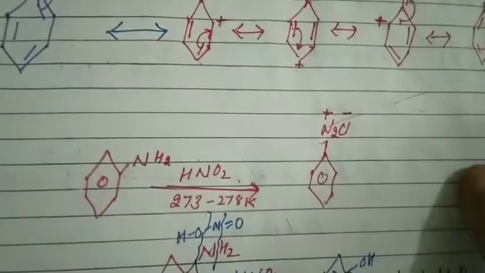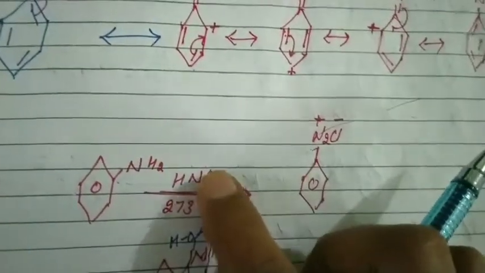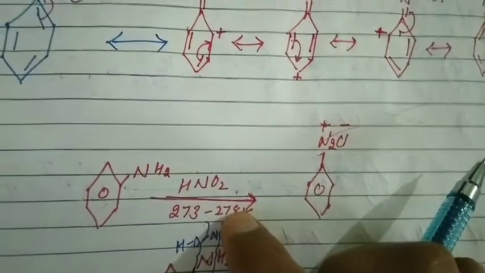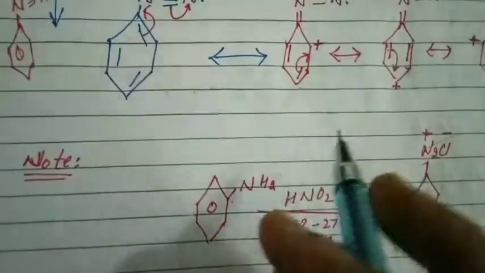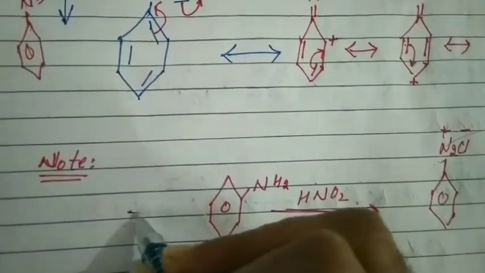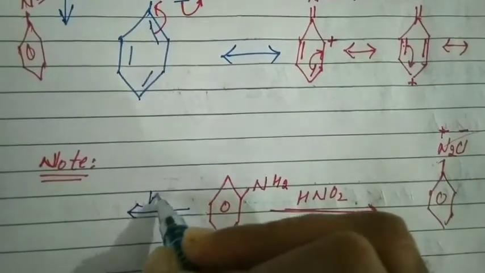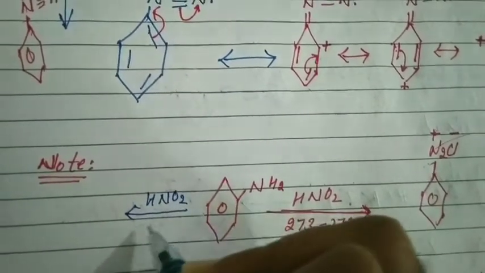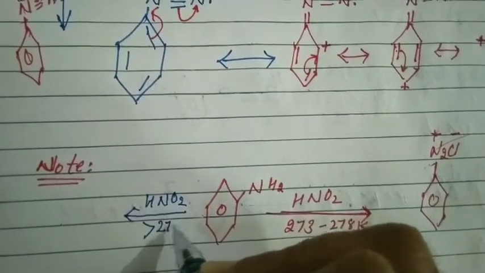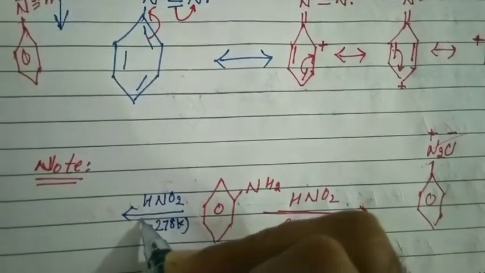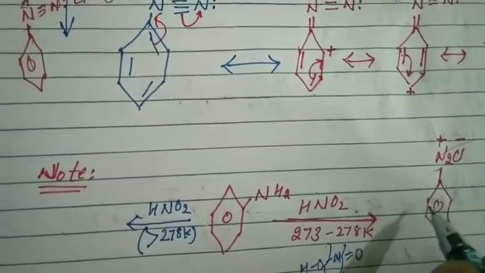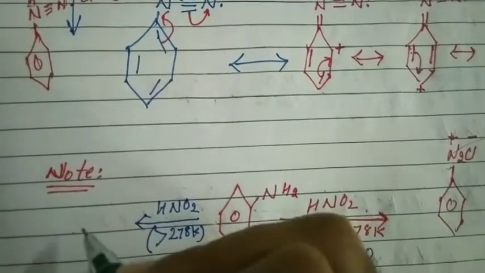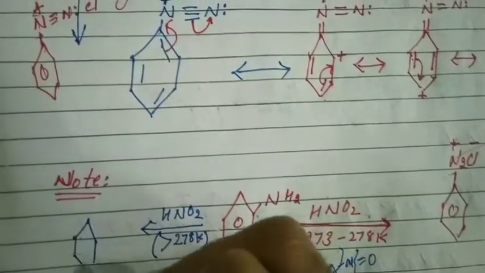After this, one more important note, that is a specific note, students. It is clear when we treat aniline with nitrous acid under ice cold condition, we get diazonium salt. It is called diazotization reaction. But students, if we treat aniline with nitrous acid above 278 Kelvin temperature, under ice cold condition 273 to 278 it forms diazonium salt. But above 278 Kelvin temperature, the product is not diazonium salt. The product is phenol, students.